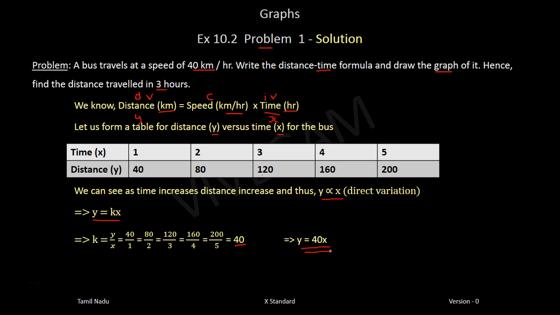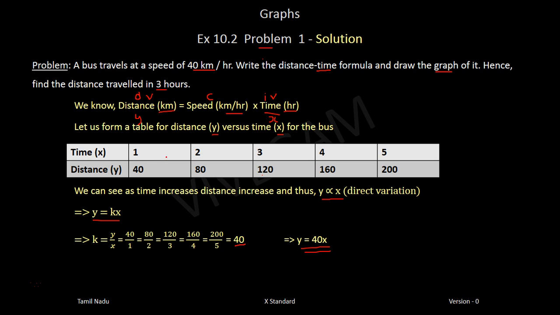Okay, we are doing it methodically, but straight away we can also write distance, which you are taking as y. So y is equal to speed, which is 40, times time, which you are taking as x. So y equals 40x. But methodically this is how you need to do it. Sometimes they will give you values straight away in table form and ask you to find the equation. In this case it's easier, but if they don't give you this formula and they give you the table of values and ask you to find the equation, this is how you need to do it.